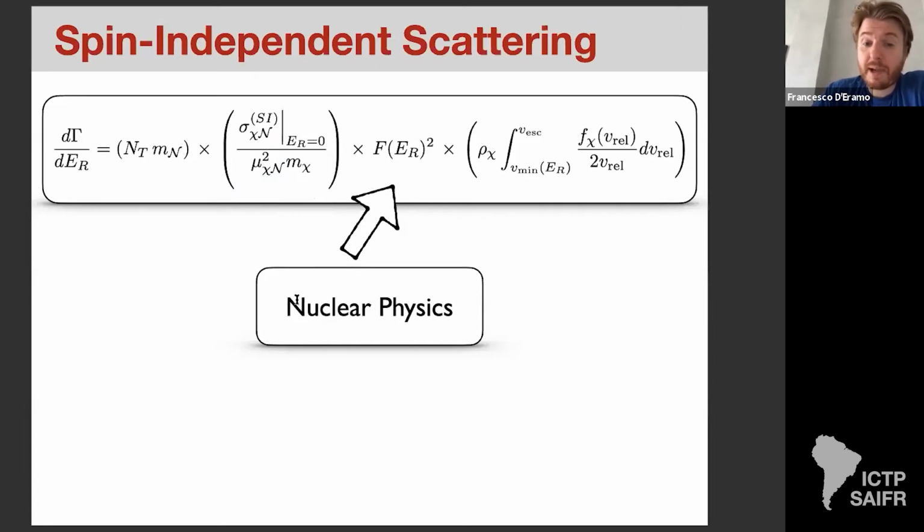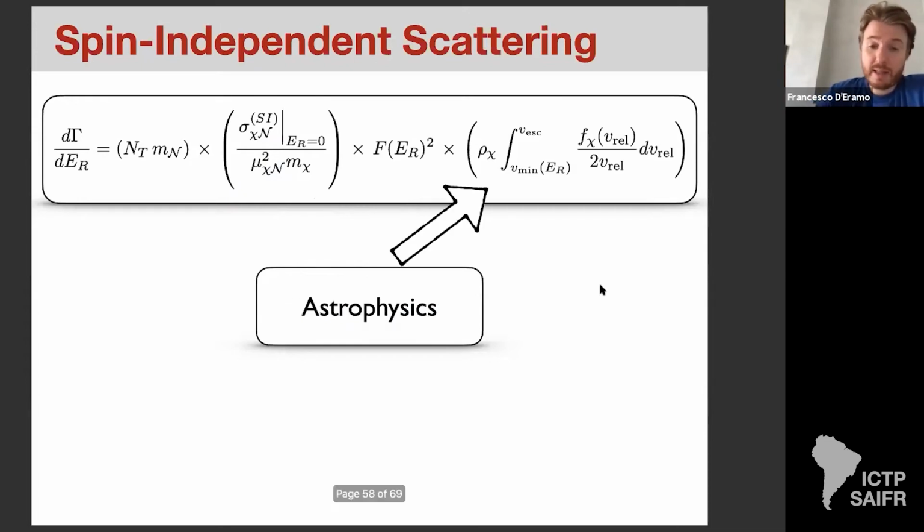Then there is a piece that depends only on nuclear physics, exactly as there was a piece in the indirect detection rate that depended only on the standard model. Here you have a piece that depends only on nuclear physics, and this is known from experiments at low energy involving these target nuclei. So they have nothing to do with the physics of dark matter, but they're very important when you try to predict the rate. And then there is the astrophysical factor proportional to the dark matter local density.